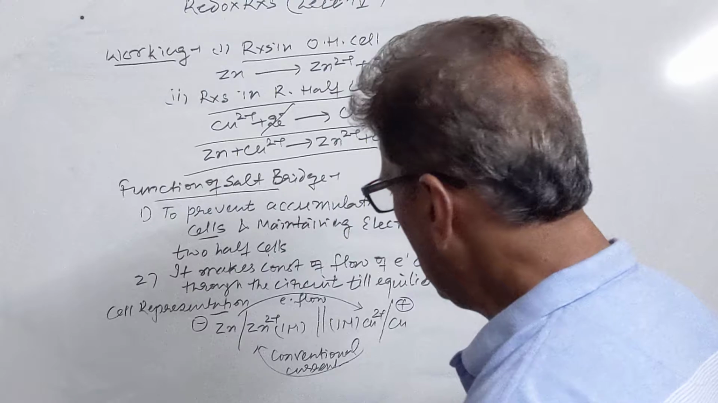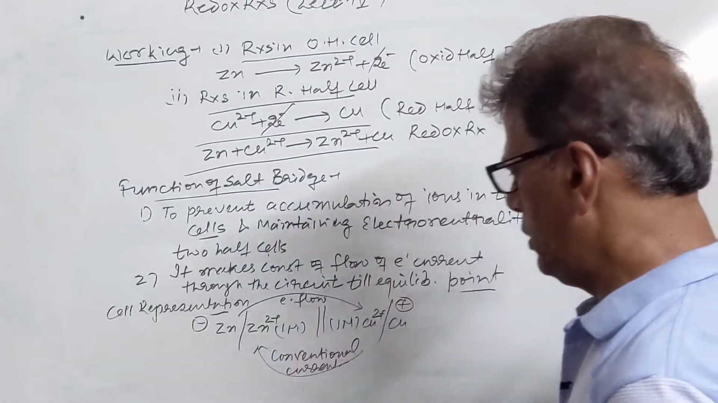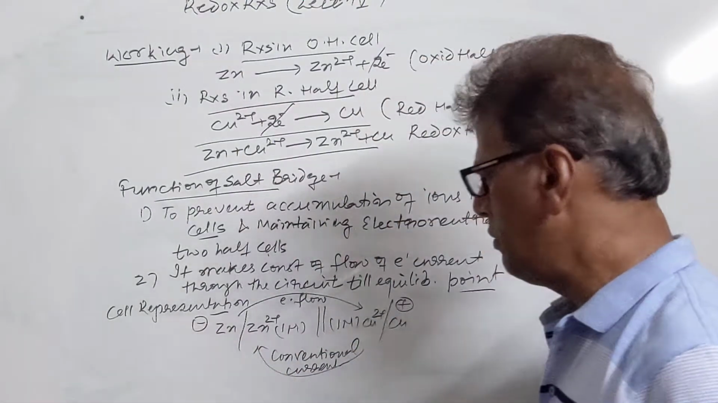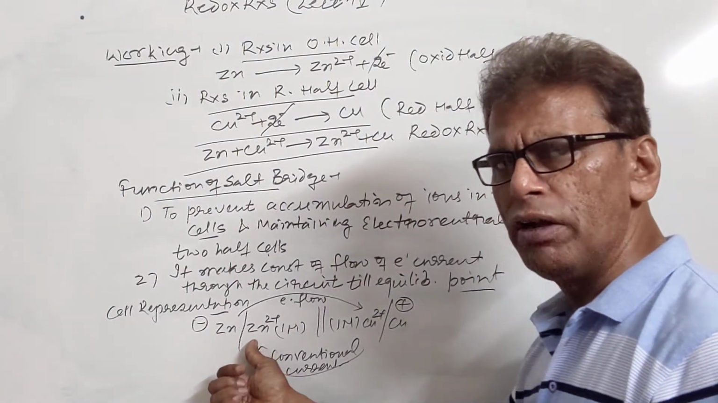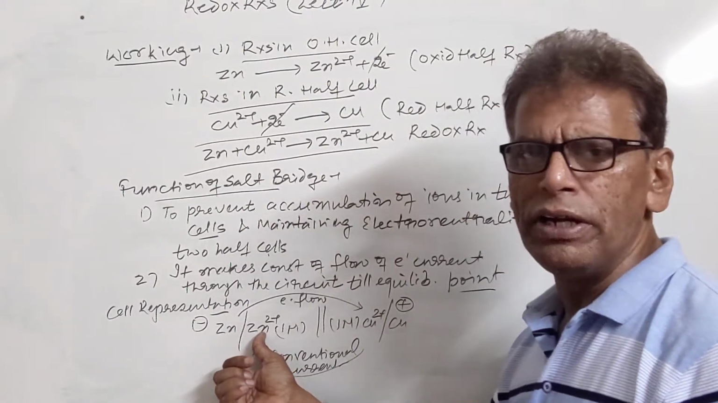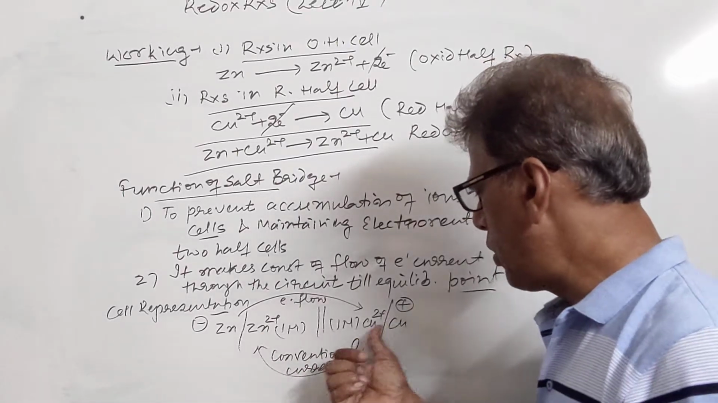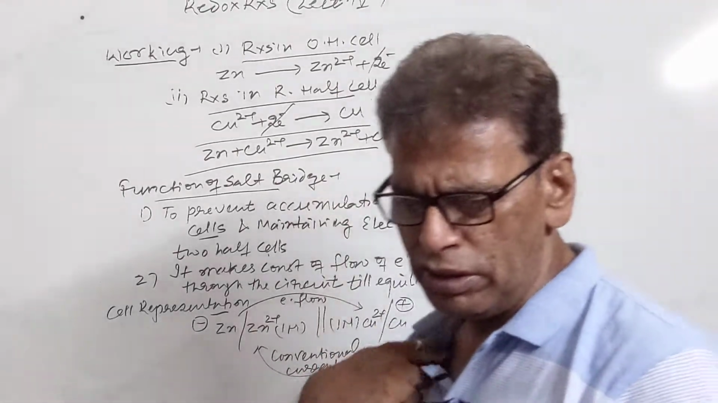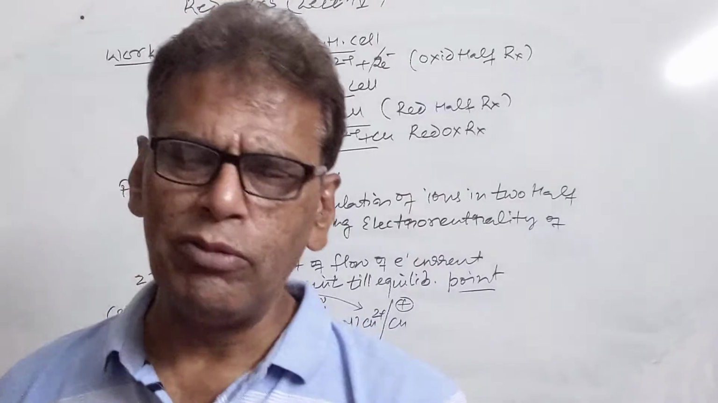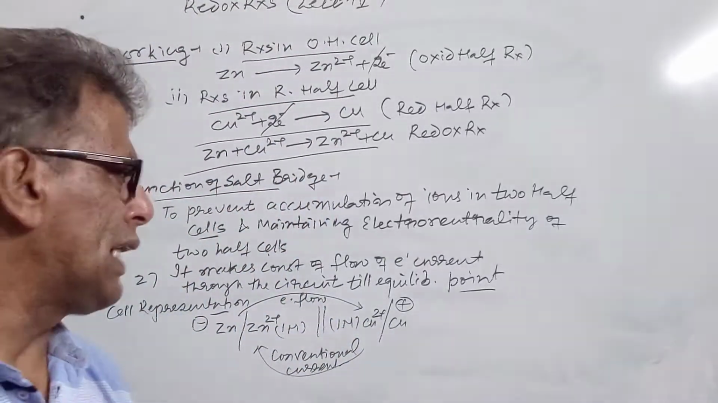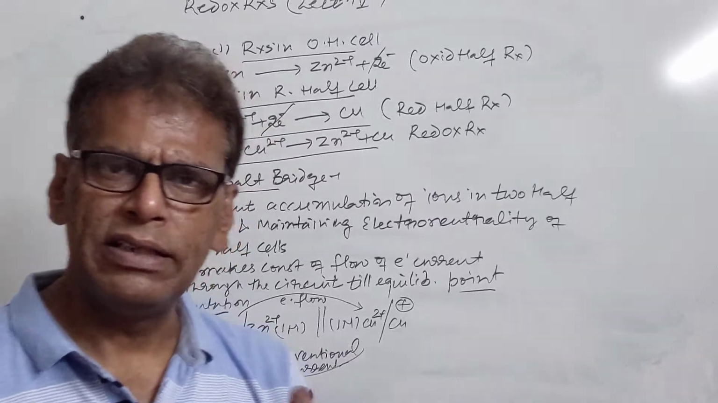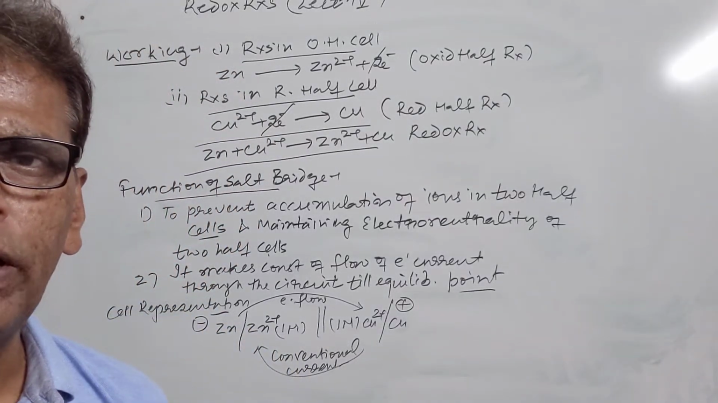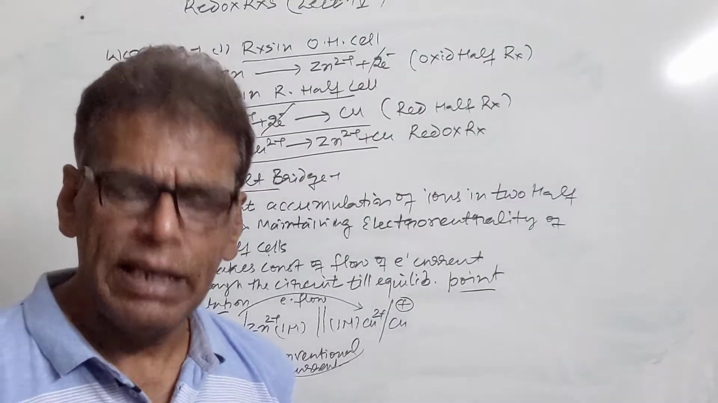So this is the cell representation. Double line represents the salt bridge. This is zinc electrode, zinc rod dipped in zinc sulfate solution. Concentration of zinc sulfate is 1 molar. This is copper rod dipped in copper sulfate solution, concentration is 1 molar again. Now in this case, as the time passes, the weight of the zinc rod decreases, while the weight of the copper rod increases.